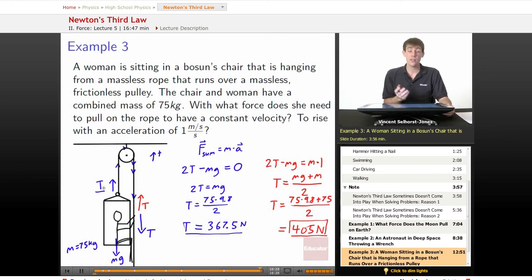So she's able to pull with considerably less than her weight. If she's going at a constant velocity, she only has to pull at half her weight. So that's a really clever way to be able to use less effort on our part to go up. We're able to take advantage of the way that physics works.